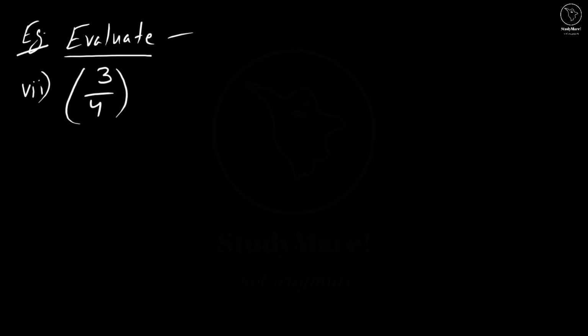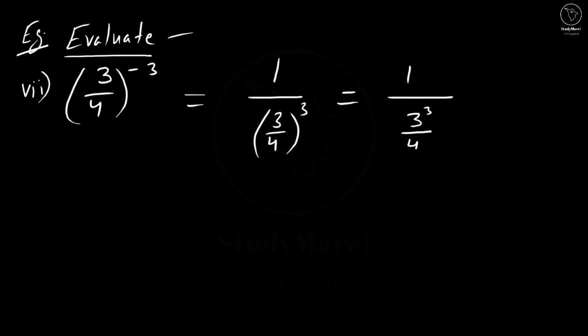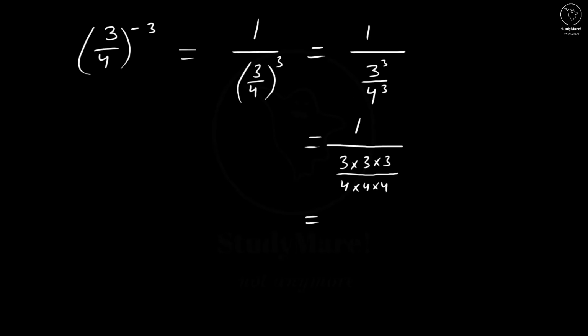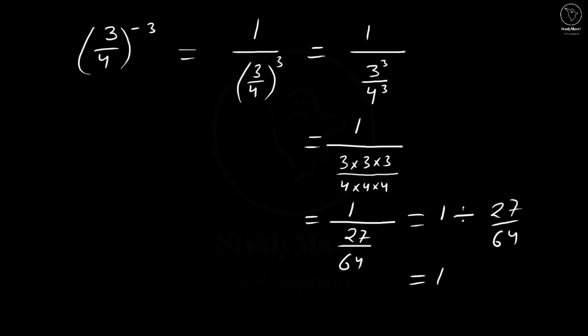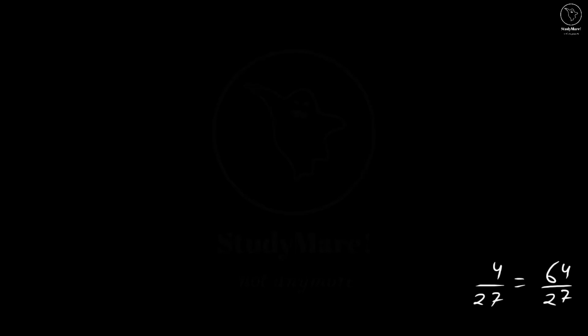Three by 4 to the power minus 3. Applying a to the power minus n is equal to 1 by a to the power n, we get 1 upon 3 by 4 cube, which is equal to 1 upon 3 cube by 4 cube, which is equal to 1 upon 3 into 3 into 3 divided by 4 into 4 into 4, which equals 1 upon 27 by 64, which is equal to 1 divided by 27 by 64, equals 1 into 64 by 27, which is equal to 64 by 27. Moving on to the next section.